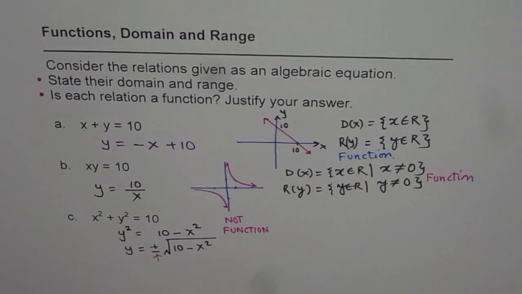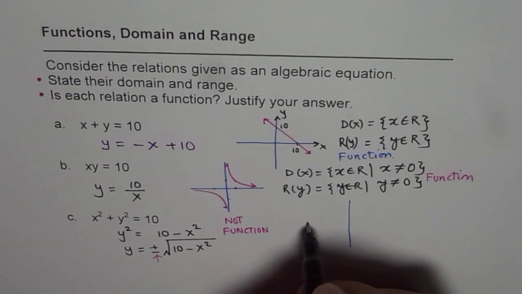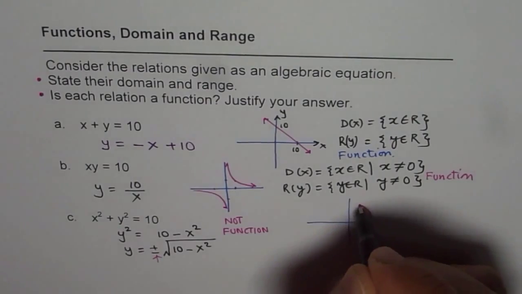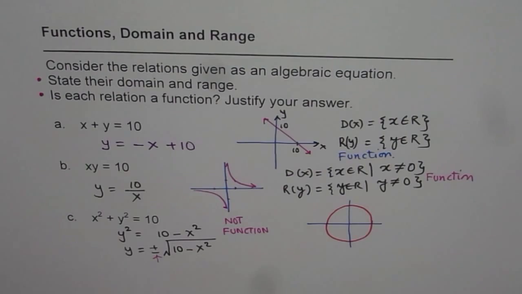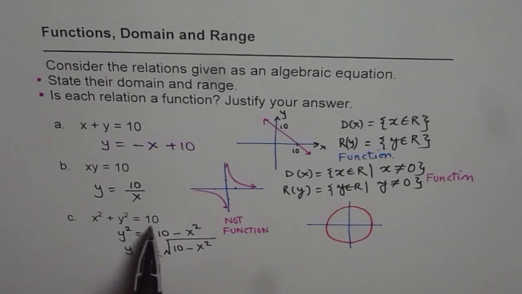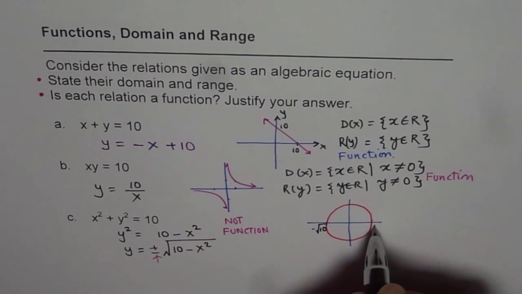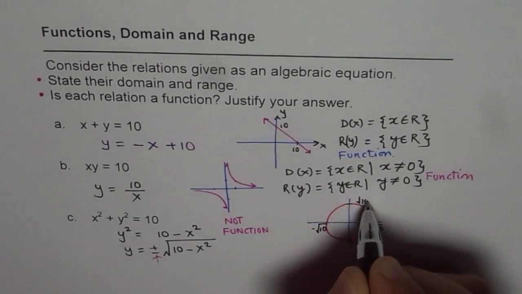Now let's consider its domain and range. Well, x squared plus y squared equals 10 is what? It is a circle, right? It is a circle with radius square root of 10, right? x squared plus y squared equals r squared is the equation of a circle. So this is square root of 10. This side is minus and that side is plus, right? So that is what the value is, square root of 10.